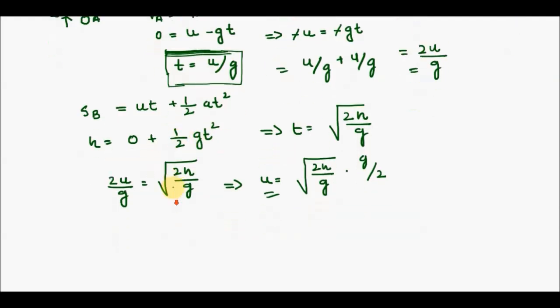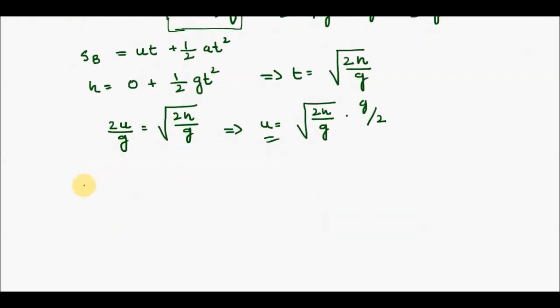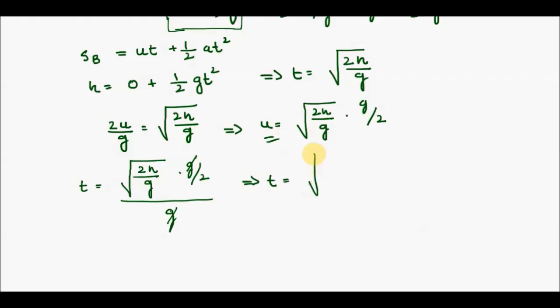Now that can be calculated simply: t will be equal to u over g, but our u is simply equal to square root of twice h over g into g by 2, whole divided by g, right? Now simply this g and this g will cancel out, and I'll be left with t equal to square root of twice h over g into 1 by 2, right?